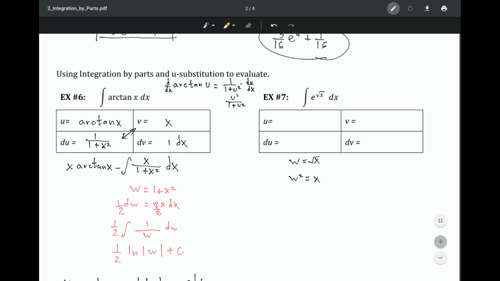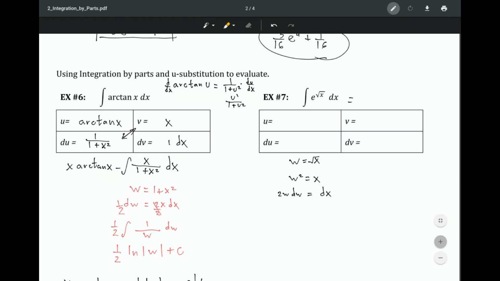And then I'm going to take the derivative, right? So I'm going to take the derivative. So this is going to be 2w dw, and this is going to be dx. Okay. All right, so I'm going to go ahead and replace that.